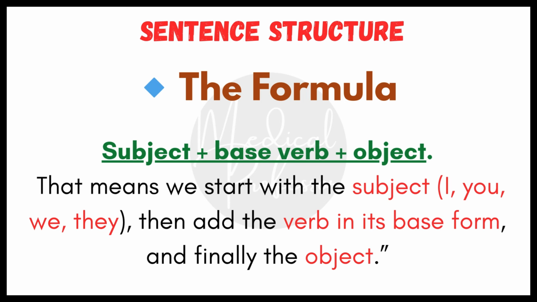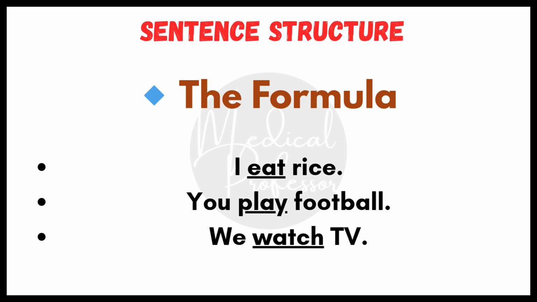Here's the formula: subject plus base verb plus object. That means we start with the subject, I, you, we, they, then add the verb in its base form, and finally the object. For example, I eat rice. I is the subject, eat is the verb, and rice is the object.